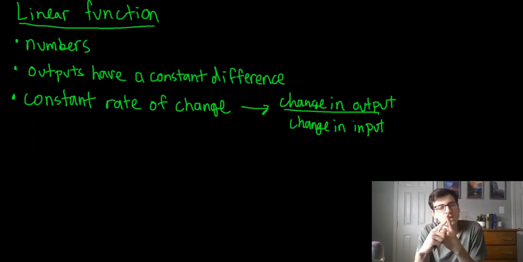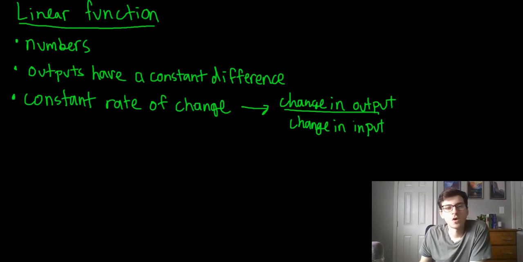The first way is using tables, and that'll be maybe the most arithmetically intense, where we have to do some calculations. The second way is looking at equations, which is generally more of an eyeball test. And then the third way is looking at graphs, which is definitely an eyeball test.